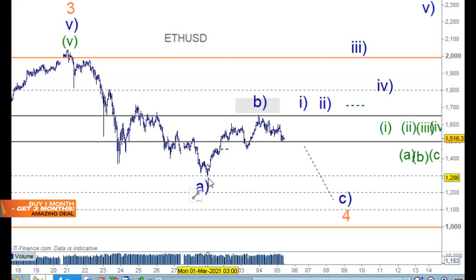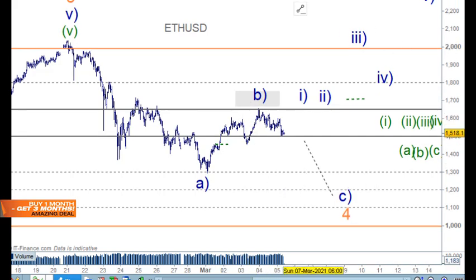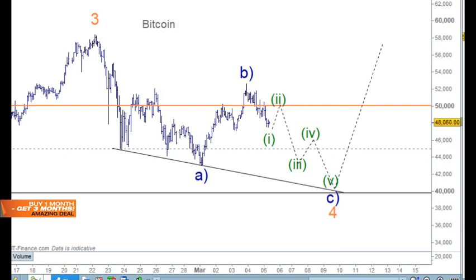I can count this in 2 ways here, but just an A and a B and a C wave for the B wave here. So this is looming over us at the moment, okay? And this would be the same for Bitcoin as well. This would be the account here. So the A wave, the B wave, and the C wave for wave 4.